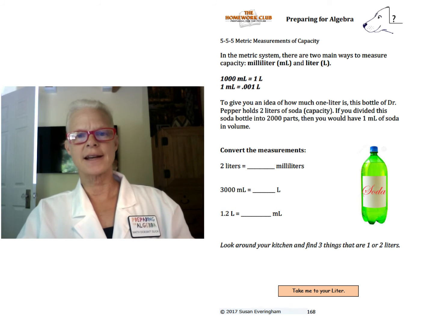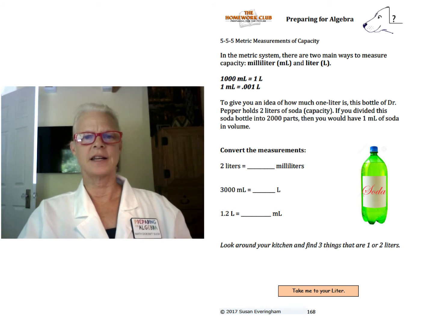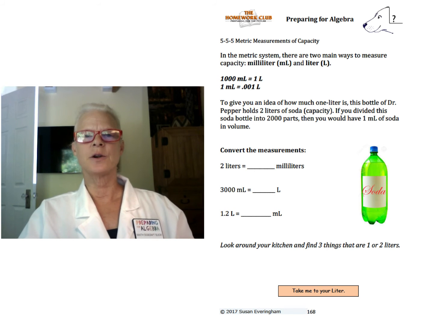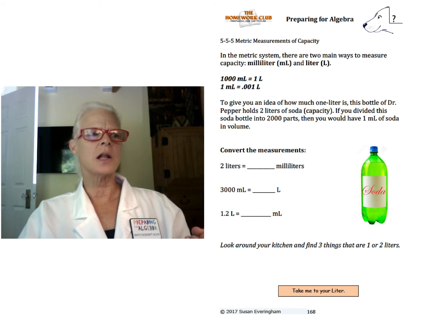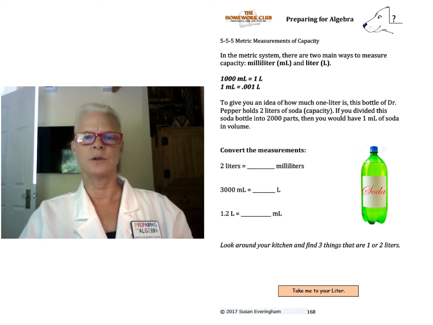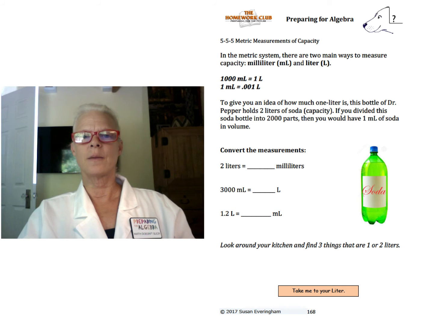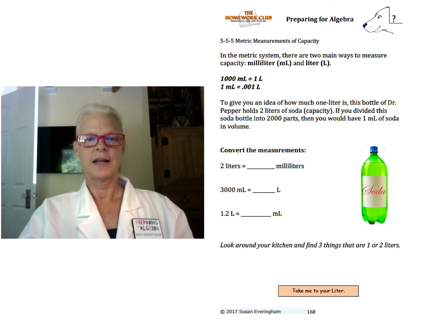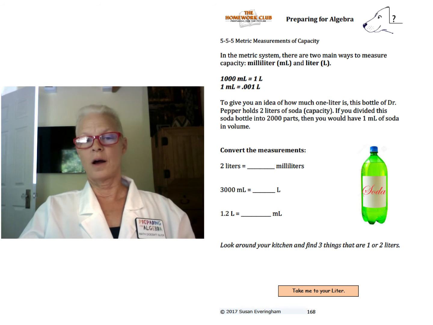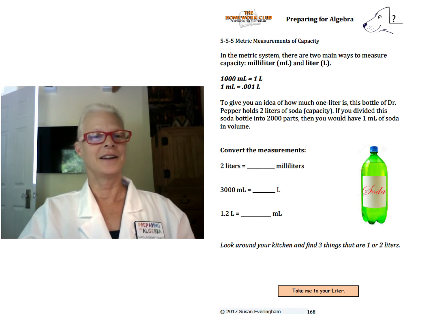168. One of the little tasks on this page, and we're continuing with capacity and measurements, is to find 3 things in your house that are 1 or 2 liters and write them down so you have a much more solid understanding of what 1 liter feels like and what 2 liters feels like. These milliliters and liters are the metric system's way of measuring capacity. Go ahead and convert the measurements from 2 liters to milliliters, 300 milliliters to liters, 1.2 liters to milliliters. And the example here at the top, 1,000 to 1 and 1 to 1,000ths. Okay. All right, good luck.